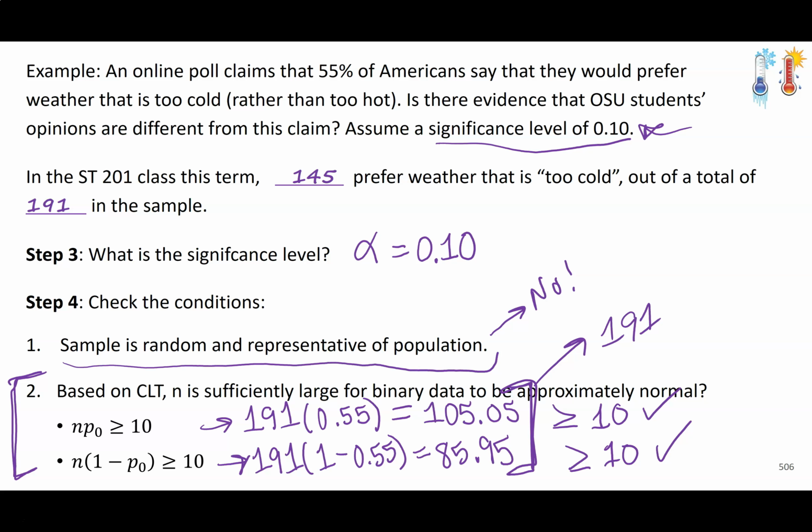So right off the bat, what I typically do, if P0 is smaller than 0.5, then I really focus on this. If this is at least 10, you're going to be good. But if P0 is bigger than 0.5, this means that 1 minus P0 is smaller. So if that comes out to at least 10, you're going to be good. For me, I calculated the first one to be 105.05. If I know that I have to add more than 10 to get to 191, I'm going to be okay as well. So just know that there are some real quick ways to see whether or not you have that size requirement.